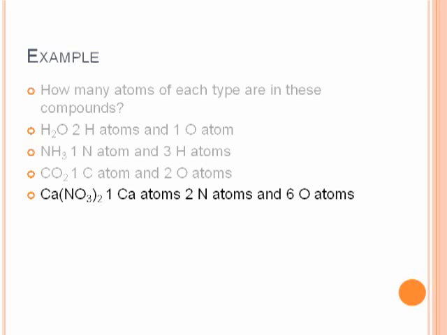Now here we've got calcium nitrate. We can see a calcium there, but the NO3 is in parentheses, with a 2 outside. So that means there are 2 nitrogen atoms to the 1 calcium atom. But then you see the 3 inside the parentheses for the oxygen, so 3 times 2 is 6 oxygen atoms. So with that parentheses, you need to be careful and look at how many of the whole unit there is and multiply it out.